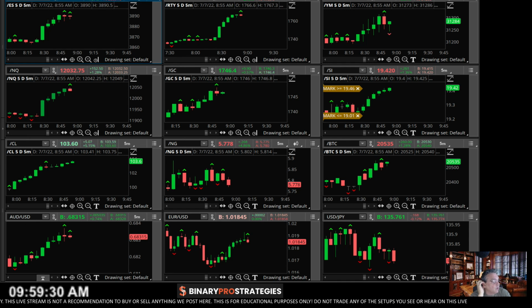Aussie's getting set up for a double buy here, but we're getting up to the top of the hour. See that double buy right there? That's a real good buy setting up on the Aussie US.